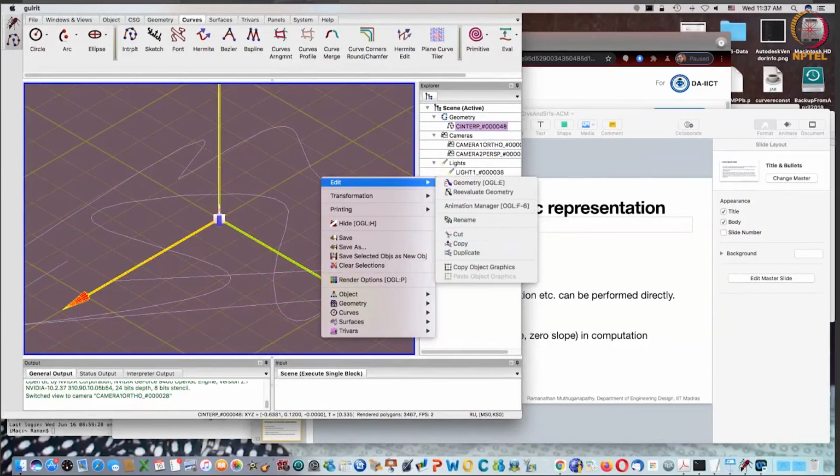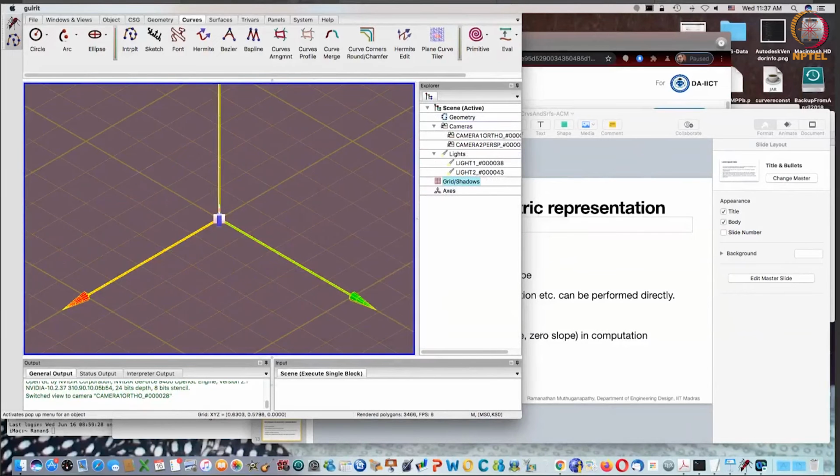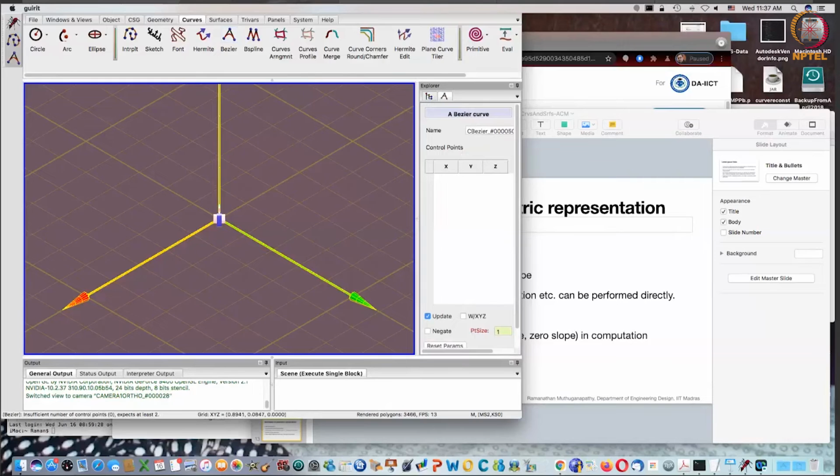Okay, now I'm going to do Bezier. Hopefully all are back on that. We'll go to this Bezier tab. Now I'm going to draw the Bezier. I can see that 1, 2, 3. You can see the Bezier curve also as I keep on drawing the control polygon points. Are you guys observing that?